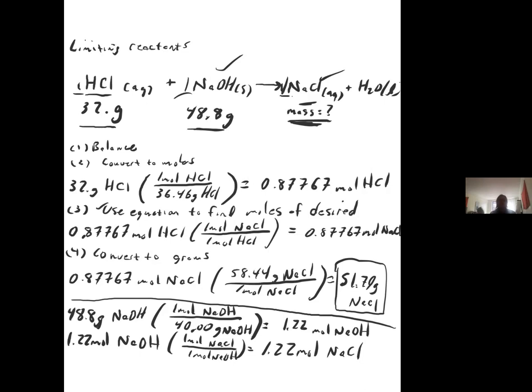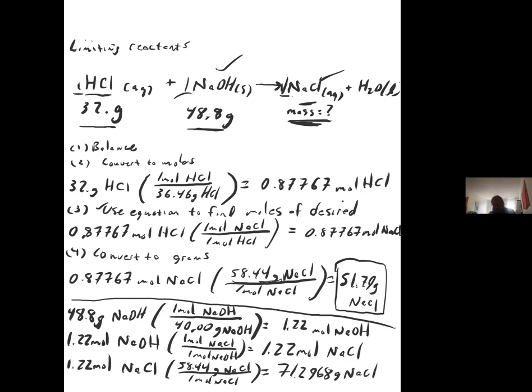And then last step, convert moles to grams using the molar mass. So 1.22 moles of NaCl times, how much does it weigh? It weighs 58.44. We already have that number up here. Grams of NaCl for every mole. So 1.22 times 58.44, and you get 71.2968.